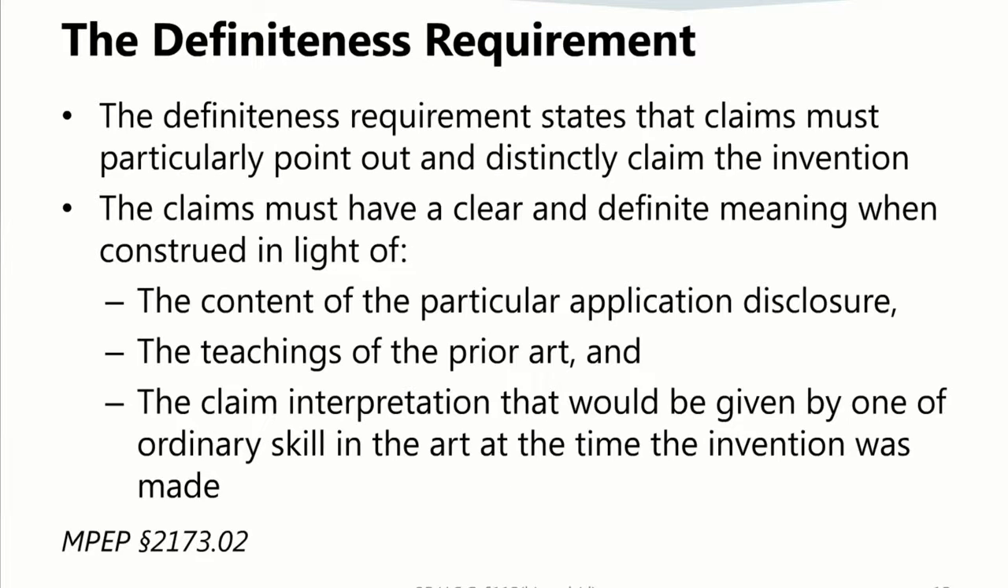The definiteness requirement is an objective requirement because it is not dependent on the views of applicant or any particular individual, but it is evaluated in the context of whether the claim is definite. The claim is definite if the scope of the claim is clear to a hypothetical person possessing the ordinary level of skill in the pertinent art. Definiteness of claim language must be analyzed, not in a vacuum, but in light of the disclosure, the teachings of the prior art, and the claim interpretation that would be given by one of ordinary skill in the art.